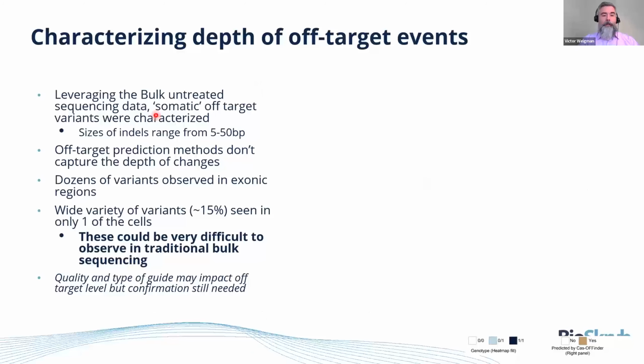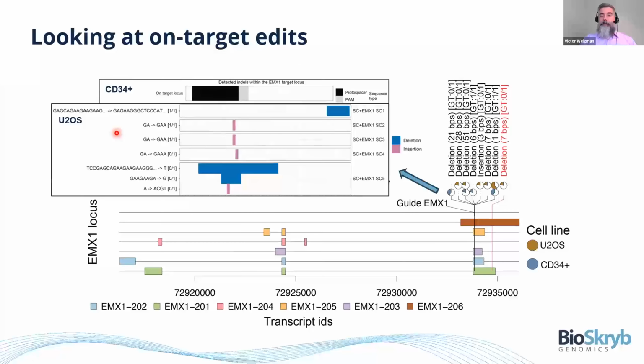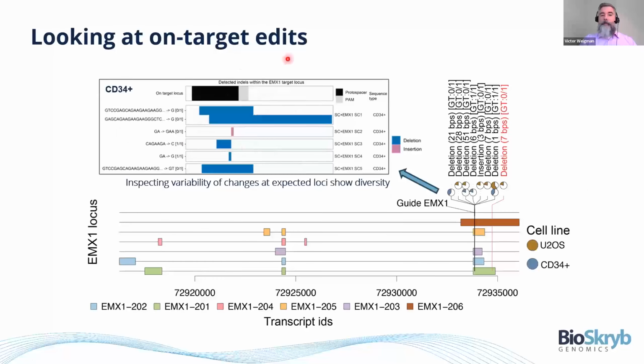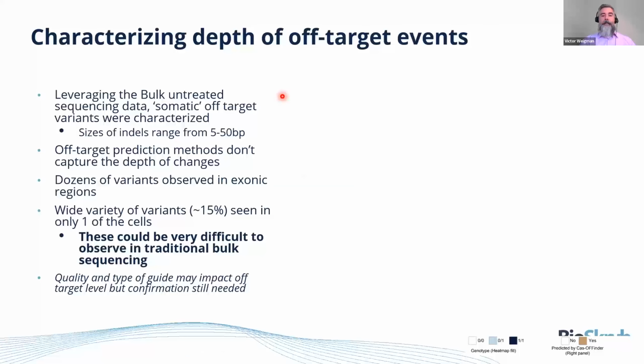So if we look to characterize the depth of these off-target events, we showcased what on-target looks like, right? We get a lot of variability. We see it across different lines, but even looking back at this CD34, and even the U2OS, an off-target event here, a change that's happening close by, not exactly where we intended. So how do we magnify that? We looked at positions that are between 5 to 50 bases. We saw them also in the 75 and 100 base pair area, which is outstanding.